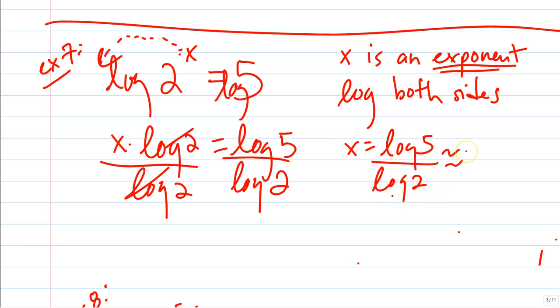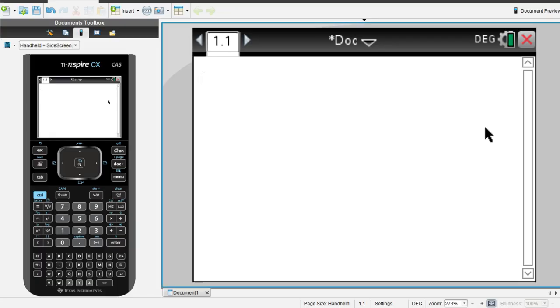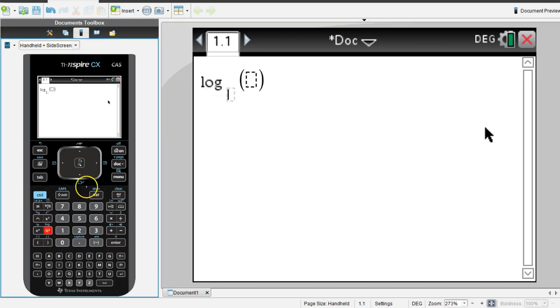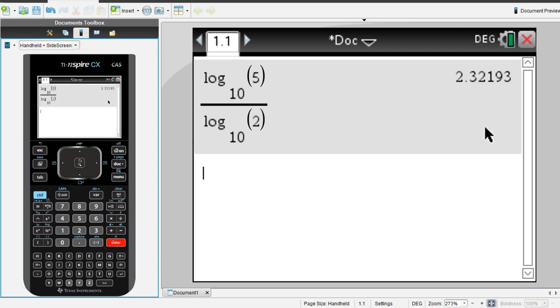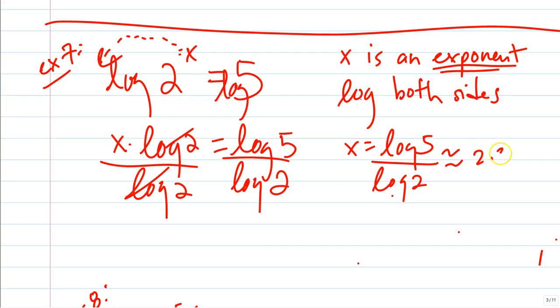Or approximately, and we did this in the last section, so there shouldn't be an issue, we should be able to write log 5 divided by log 2. So that would be log of 5 divided by log of 2, and 2.32193.